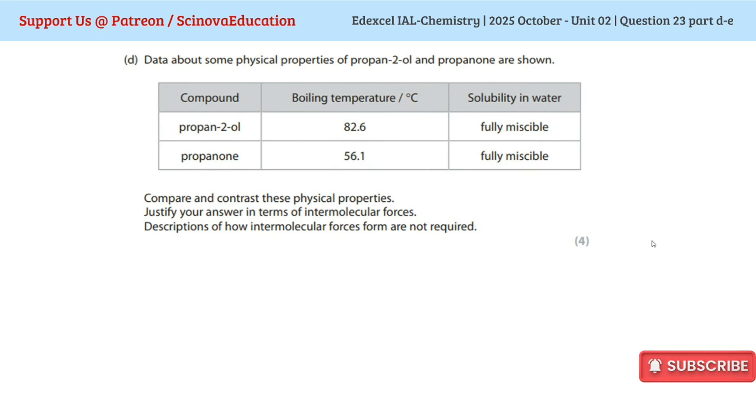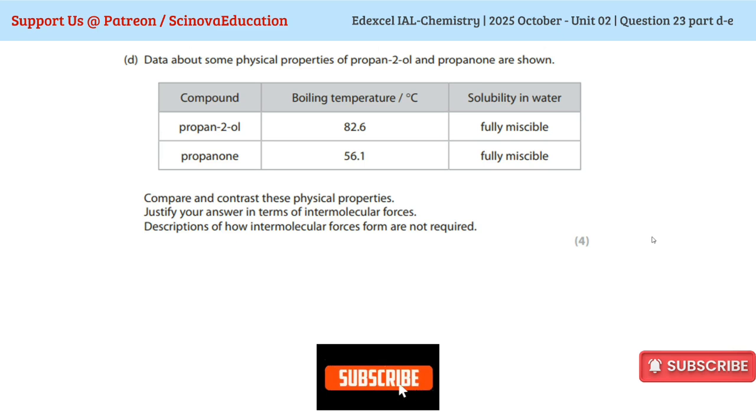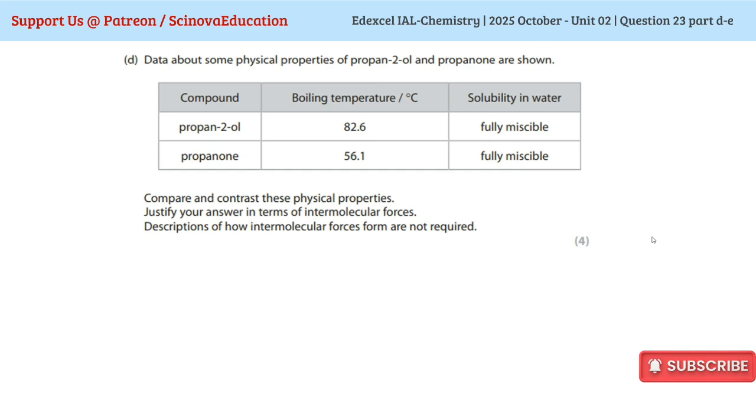Edexcel IAL Chemistry, 2025 October Unit 2 Question 23 Part D. Data about some physical properties of propan-2-ol and propanone are shown. Boiling temperature and solubility data are given. Compare and contrast these physical properties. Justify your answer in terms of intermolecular forces. Descriptions of how intermolecular forces form are not required.